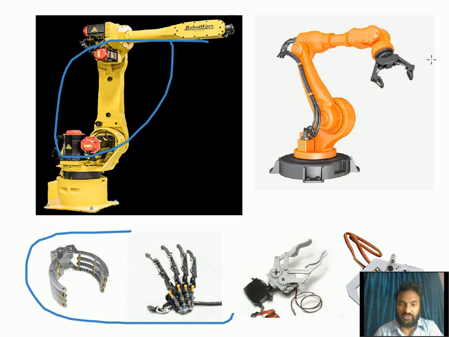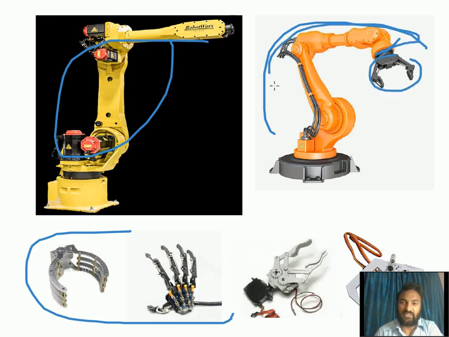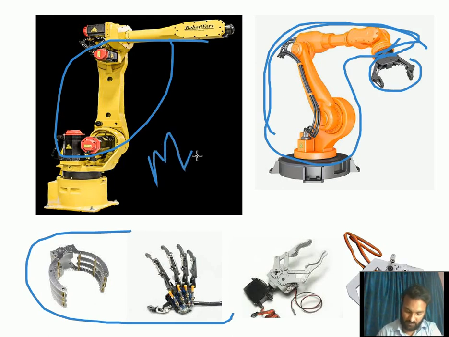Okay, so this one is the complete robot. Up to this is the body and arm, and this one is the end effector. In other words, we can call this part the manipulator.